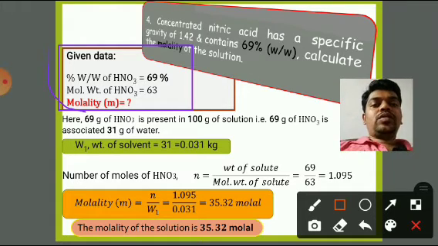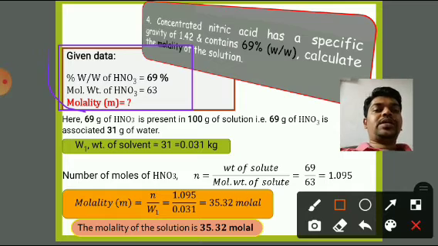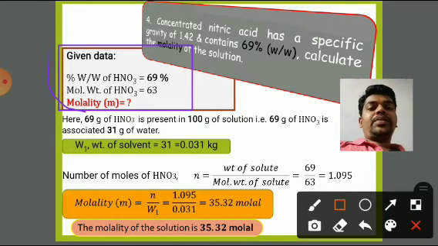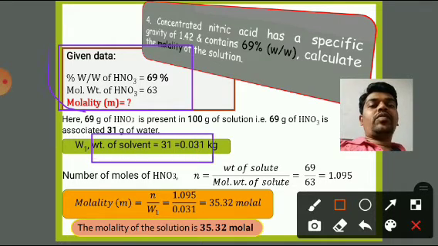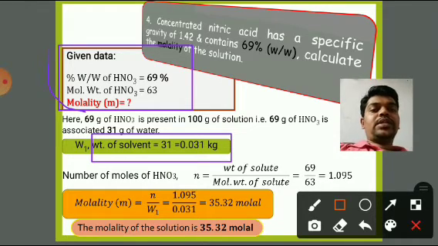Now here also 69 gram of HNO3 is present in every 100 gram of solution. That means 69 gram of HNO3 is associated with 31 gram of water. That means the weight of the solvent is 31 gram, or in kilogram, 0.031 kilogram, which is given by the symbol W1. Now we have to calculate the number of moles, because we need to calculate the molality. For that, number of moles are important.